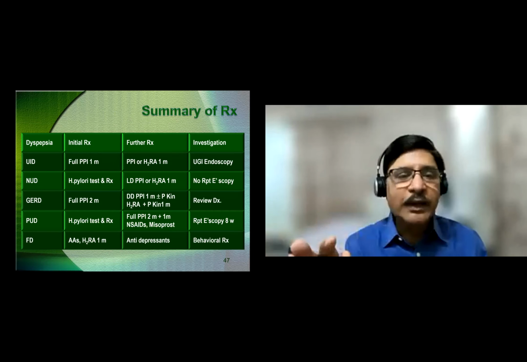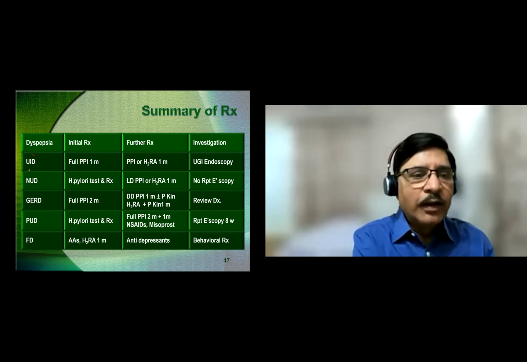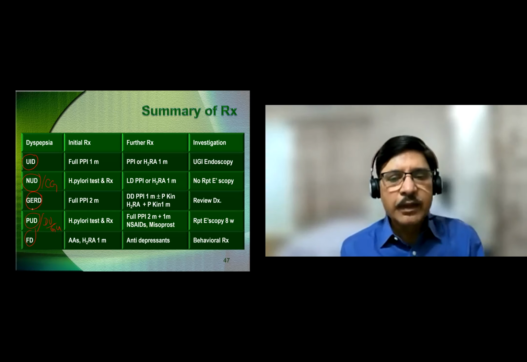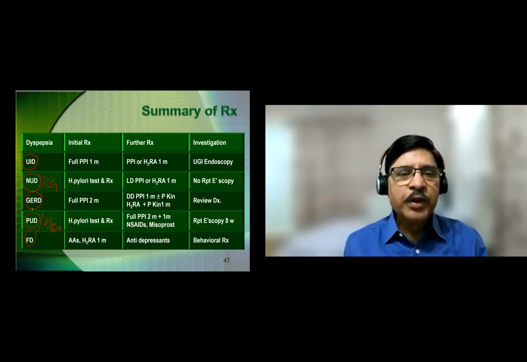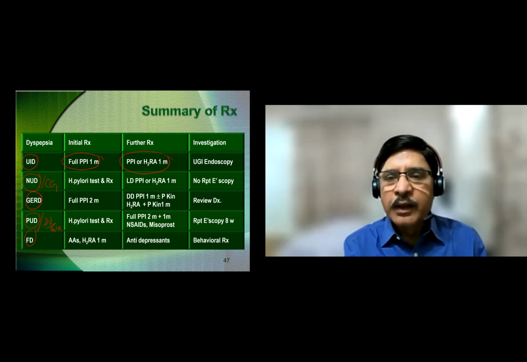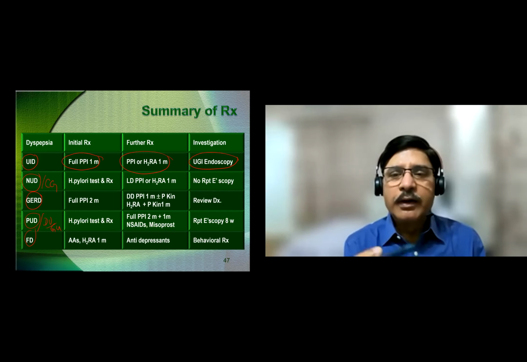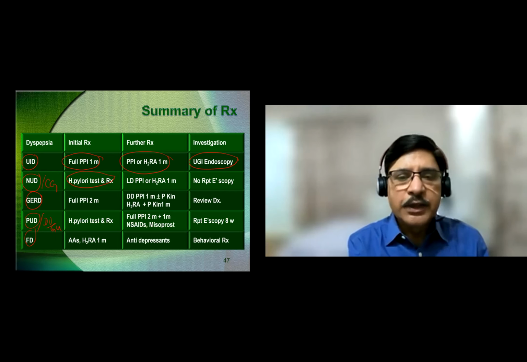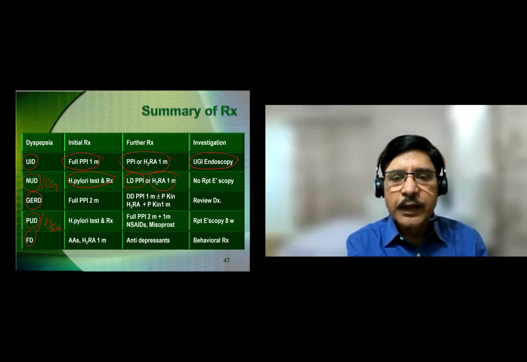Now I'm summarizing. This is the summary slide. Uninvestigated dyspepsia, non-ulcer dyspepsia or chronic gastritis, GERD, PUD, DU, and functional dyspepsia. This slide doesn't contain cancer because that is not today's presentation. So what do I do? Full dose PPI for 1 month, H2RA for 1 more month, upper GI endoscopy if not relieved. Then NUD, most of it is due to H. pylori: test and treat, low dose PPI or H2RA for 1 month, no repeat endoscopy, please.